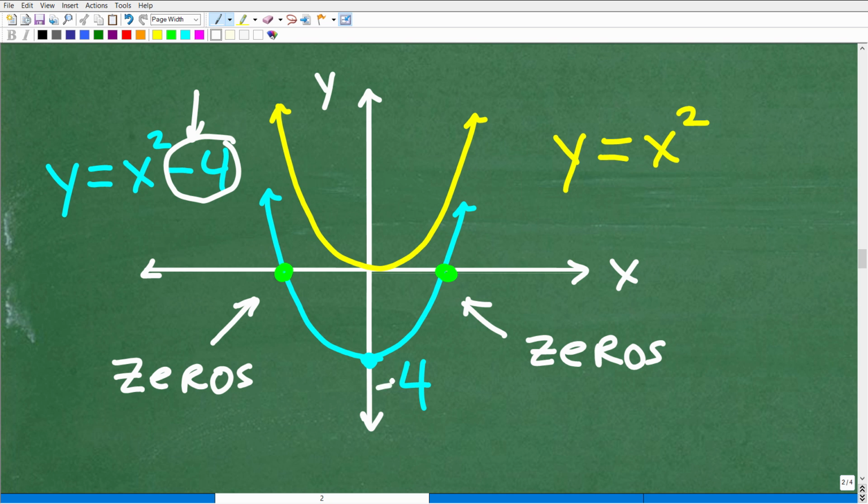Okay, it's actually negative 4 right here, but it's 4 units down. So this would be y equals x squared minus 4. We have our parabola, and we're going to keep that same shape and move it down to negative 4, or 4 units down on the y-axis. So this would be actually negative 4. Let me make that correction there.